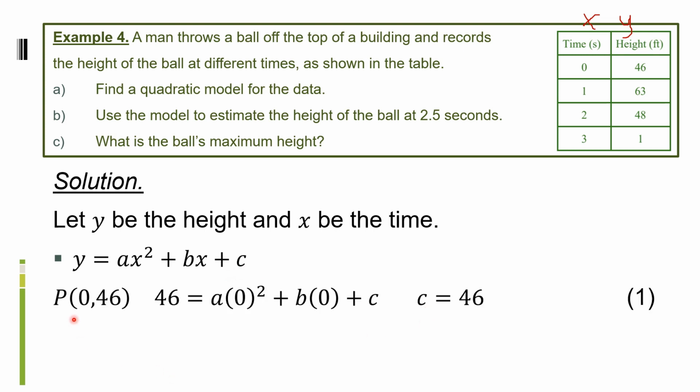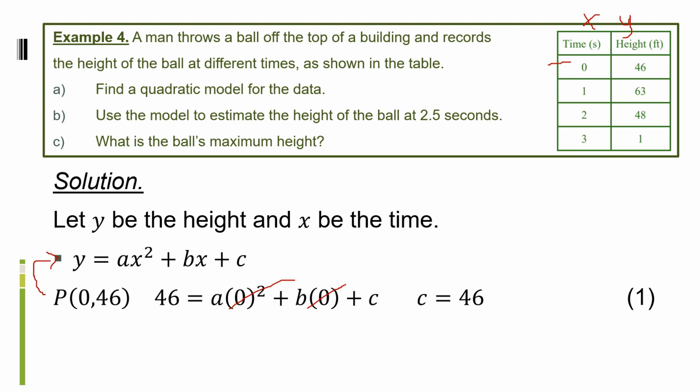So, by using (0, 46), syempre gamitin na natin yung mga madadali. (0, 46), and then plugging it into the quadratic equation. So, we have 46 is equal to a times 0 squared plus b times 0 plus c. So, 0 na itong dalawang to. C now is equal to 46. That is our equation number 1.